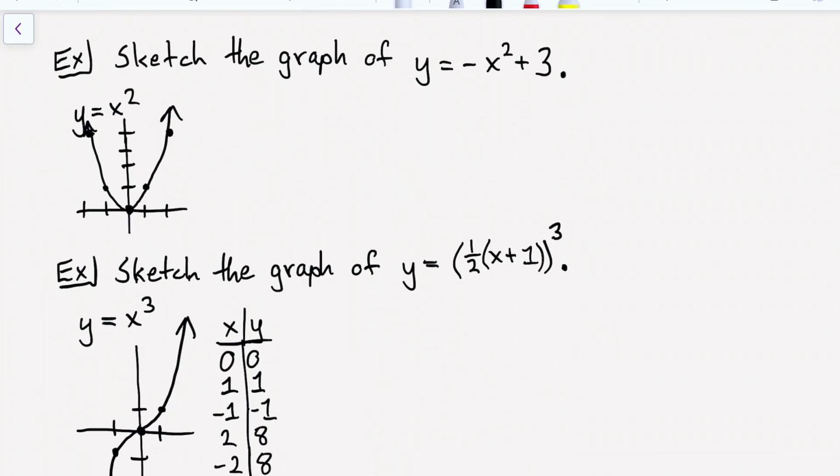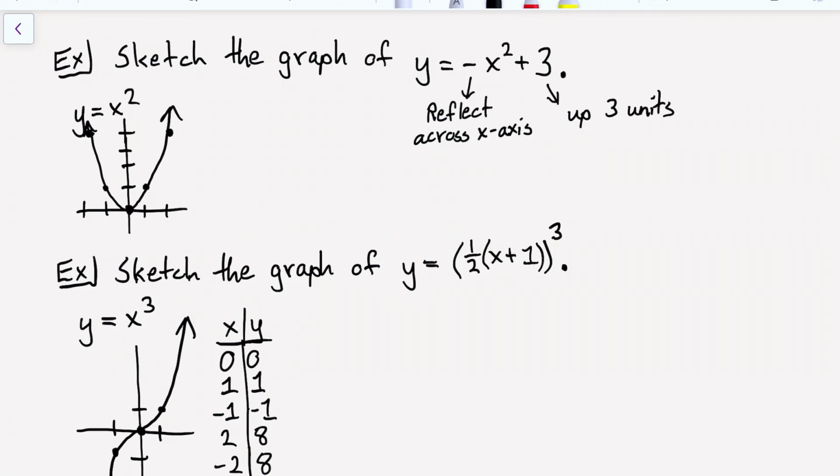In our second example, I want to look at a couple of vertical transformations. Here we're asked to sketch the graph of y equals negative x squared plus 3. So there are two things going on here, and they both affect output values or y values. We are reflecting the graph across the x-axis. So it's a vertical reflection. The graph is being flipped upside down. And we are moving the graph up 3 units.